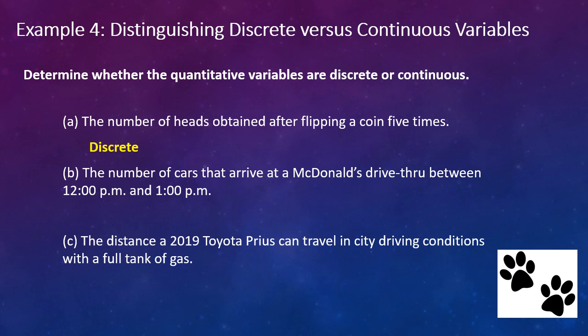The number of cars that arrive at a specific McDonald's drive-through between 12 and 1 p.m. Here again, I can sit there and observe and literally just count the numbers, so this is discrete.